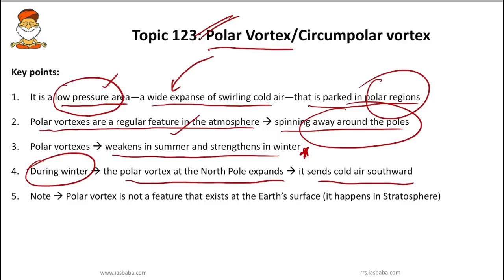So because of this, what happens? The cold air going southward causes outbreaks of cold temperature, especially in the United States, Europe, and some parts of Asia also. This is what you have to remember. Just remember that polar vortexes are weaker in summer and stronger in winter. And the next important fact is that the polar vortex, or circumpolar vortex, is not a feature that exists at the earth's surface. It happens in the stratosphere. So this is the difference.